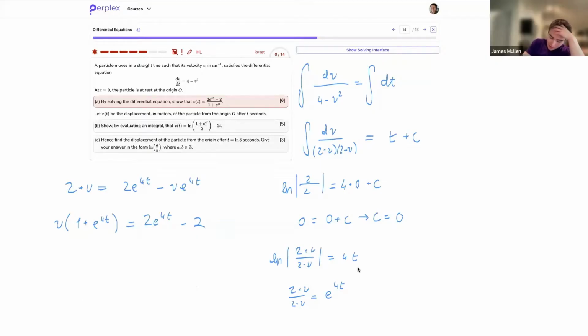All right, now I just do v is equal to 2e to the 4t minus 2 over 1 plus e to the 4t. And that is what I wanted to find, okay?